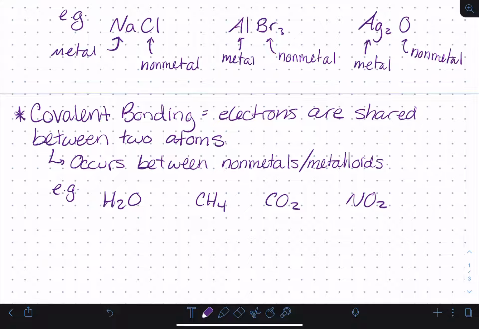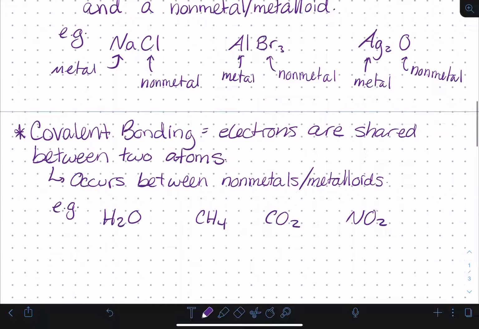So these are our two main types of bonding that we're going to be dealing with going forward in this unit. Ionic and covalent. We'll start talking a little bit about ionic bonding. Ionic bonding is pretty simple, and then we'll spend a lot of time talking about covalent bonding because it can be a little bit more complicated.